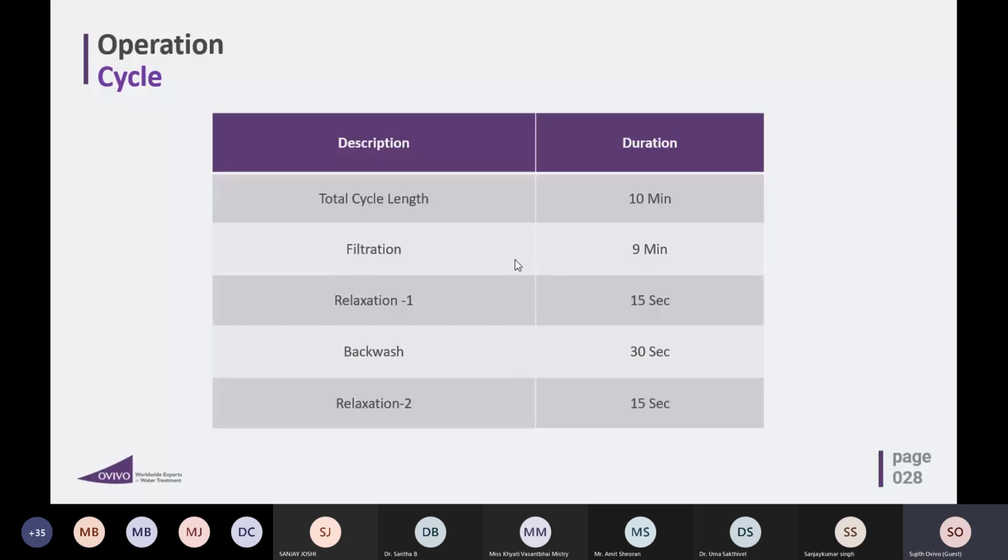Then you do the backwash. Backwash is nothing but reversing the flow. From where you take out the permeate, you are giving water from there, so that you are reversing the flow, so it gets backwashed. Thereafter, again, you do the relaxation for 15 seconds, for everything to settle down. Then again start. So this is the operation cycle for any MBR system which you will see or come across.